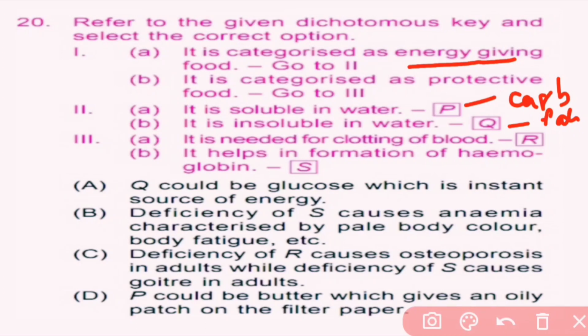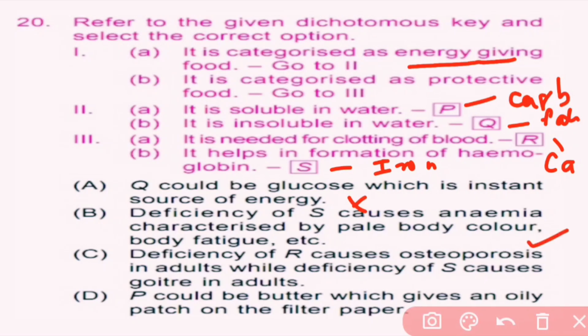3A. It is needed for clotting of blood and it is protective food. So R could be calcium. And 3B. It helps in formation of hemoglobin and it is protective food. So S could be iron. Now option A. Q could be glucose which is an instant source of energy. Here Q is fat, so it is incorrect. Carbohydrate could be glucose which is an instant source of energy. Option B. Deficiency of S causes anemia. Anemia is caused by deficiency of iron and here S is iron, so it is correct.